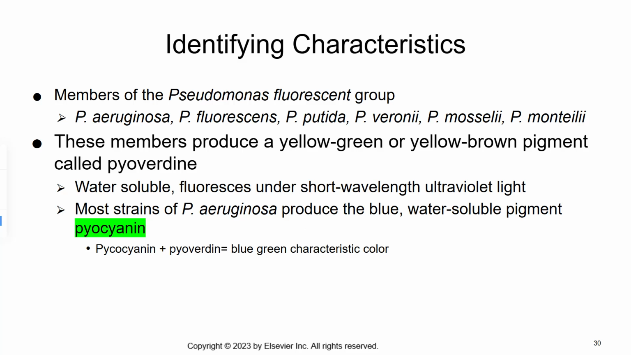Members of the Pseudomonas fluorescent group include P. aeruginosa and others. These members produce a yellow-green or yellow-brown pigment called pyoverdin. Most strains of P. aeruginosa produce the blue water-soluble pigment called pyocyanin. Pyocyanin plus pyoverdin equals the blue-green characteristic color. Sometimes on qualifying exam questions, you're going to read questions about which of the following organisms produces a pyocyanin or pyoverdin type color that's distinctive on media. So that's why this one's highlighted for P. aeruginosa.